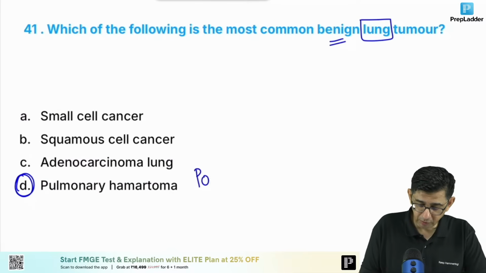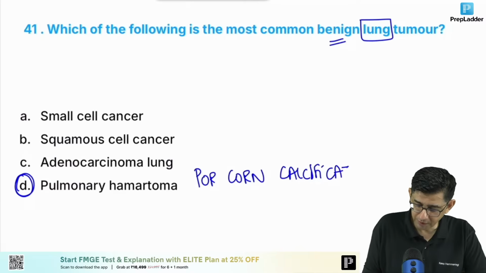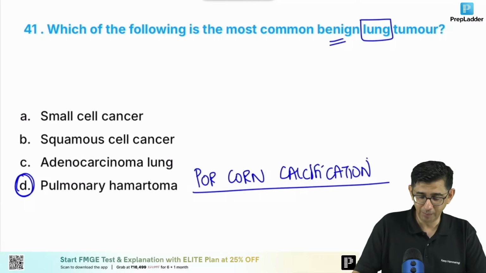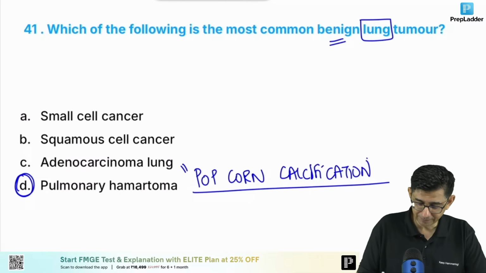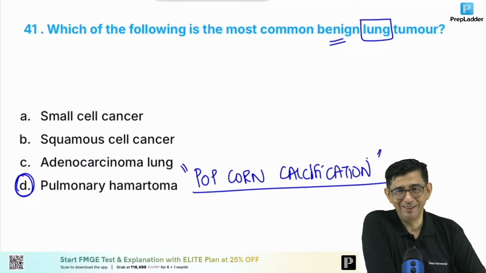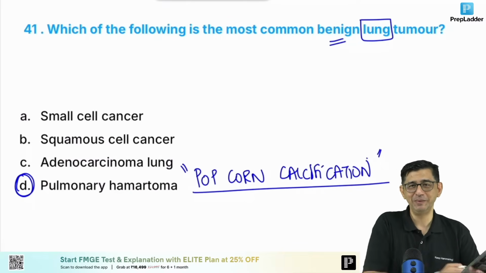If I would have said popcorn calcification, then everybody would have said pulmonary hamartoma. So do you always need a bribe of popcorn? Do you think that the examiner will always give you the bribe of the word popcorn calcification? Will we say the answer pulmonary hamartoma only if we get popcorn? No.